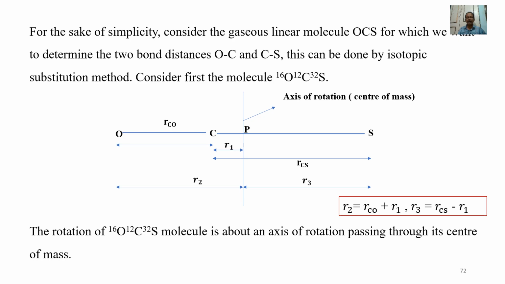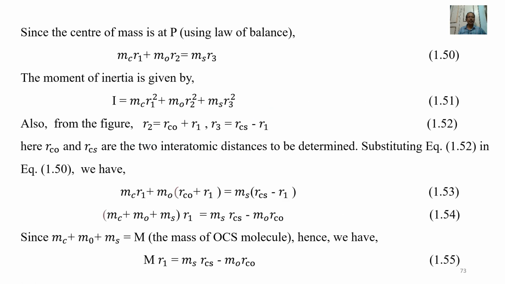The rotation of the O16 C12 S32 molecule is about an axis of rotation passing through its center of mass. Since the center of mass is at P, using the law of balance, mC r1, where mC is the mass of the carbon, plus mO r2, where mO is the mass of the oxygen, equals mS r3, where mS is the mass of the sulfur.